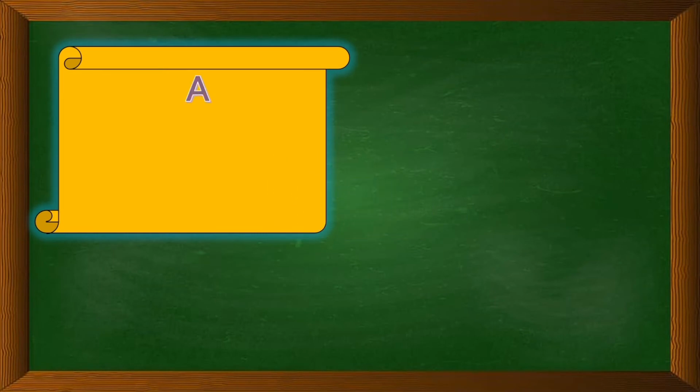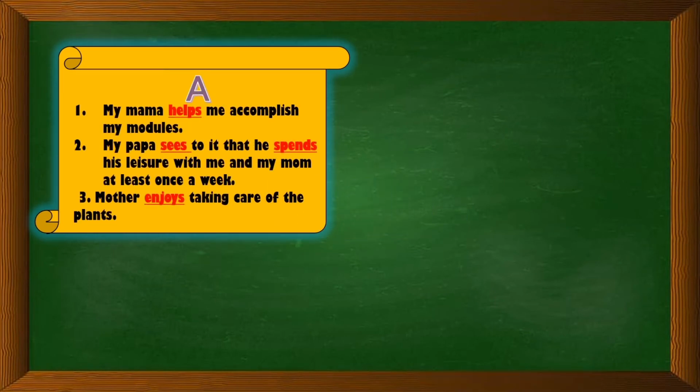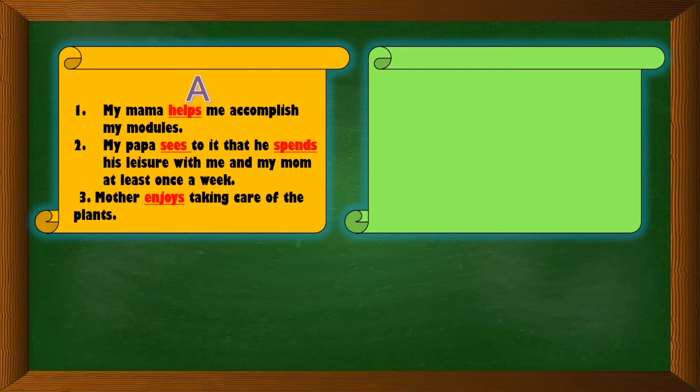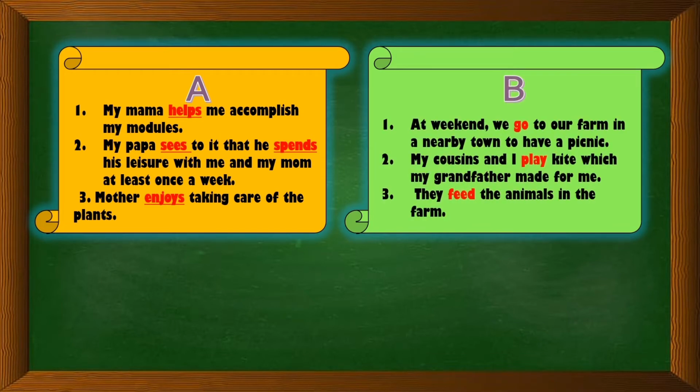Now let's take a look at these sets of sentences. These sentences are taken from the paragraph that we just read. Let's read the sentences. In column A, number 1, my mama helps me accomplish my modules. Number 2, my papa sees to it that he spends his leisure with me and my mom at least once a week. Number 3, my mother enjoys taking care of the plants.